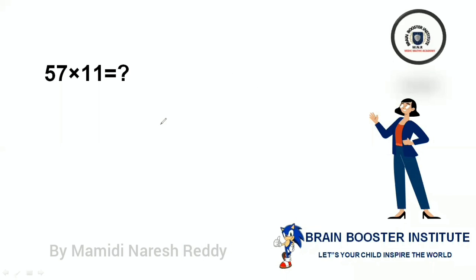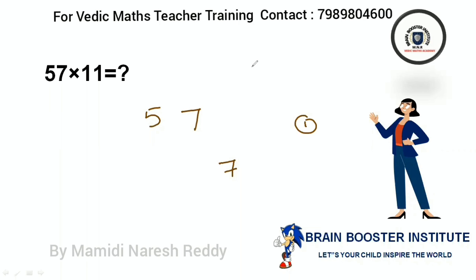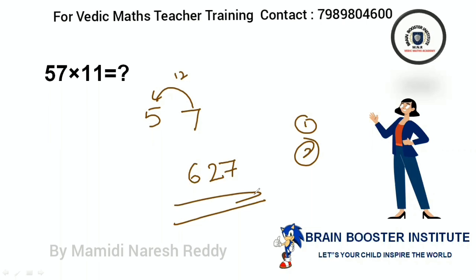57 into 11. So step 1, copy the unit digit number. And next step, add 7 plus 5 is equal to 12. And please write 2 here, and this 1 will carry forward to the 5. 1 plus 5 is equal to 6. That's it. 627 is the final answer here.